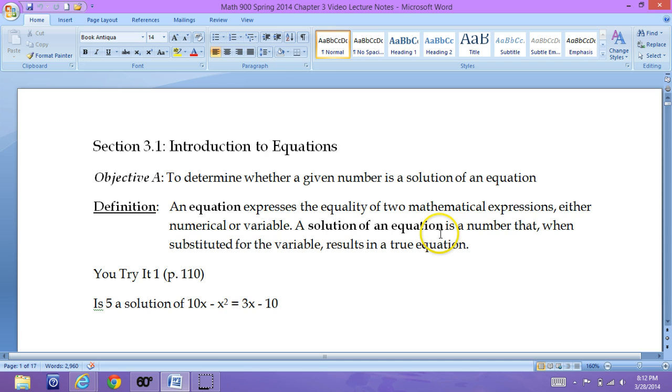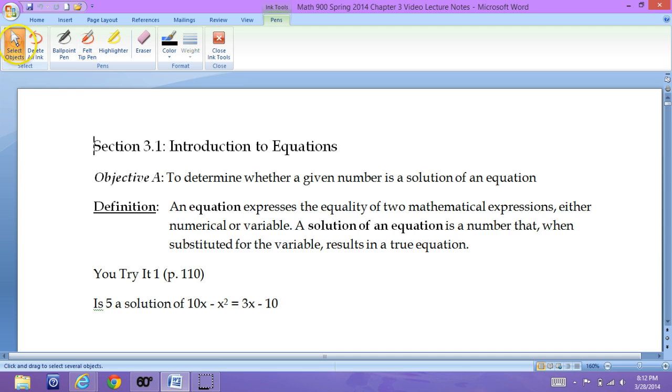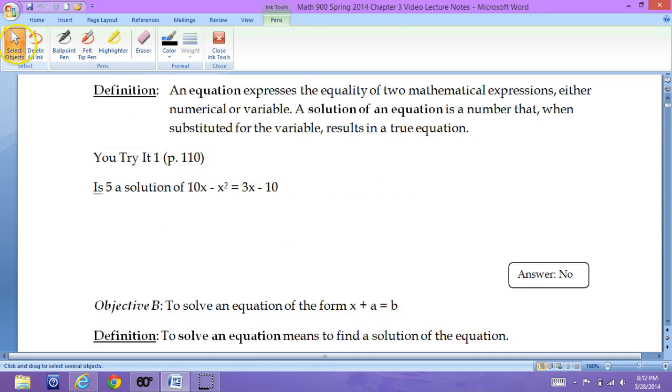A solution of an equation is a number that, when substituted for the variable, results in a true equation. So this is a more formal definition of what I've already said. So notice that we have an equal sign. That's the equation. And each, the left and the right-hand side, are variable expressions. So they're mathematical expressions, either numerical or variable. They both have variables in them, so they're variable expressions. And they're set equal to each other.